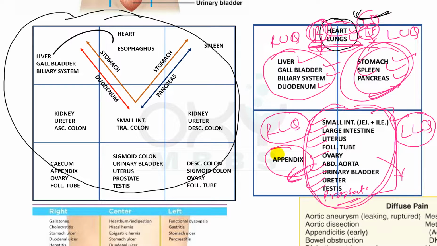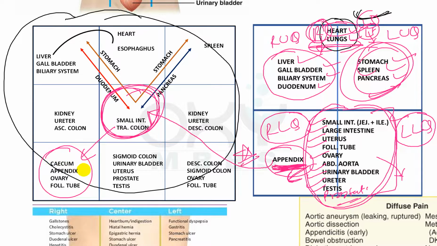So if there is any pathology in the appendix, then you will find pain only in this region. But here one thing is very important: if there is early pathology in the appendix, then you will find pain in this umbilical region. This is very important. And later on, as the pathology progresses, the pain will be felt at this region where it is actually situated.